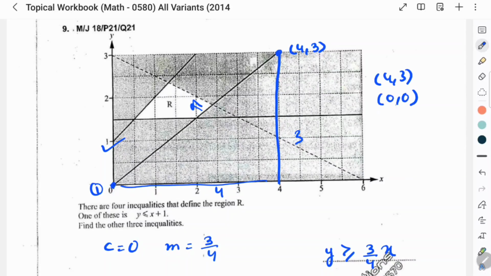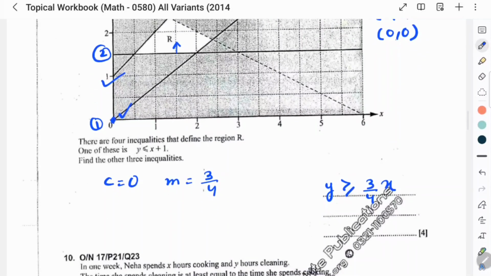Okay, now the next line. One of the lines we have already done. The second line is the horizontal line, which is passing at 1.5. It's between 1 and 2. And for this one, the gradient is above the line, so your region is above the line. So y is equal to 1.5, y is greater than or equal to 1.5.